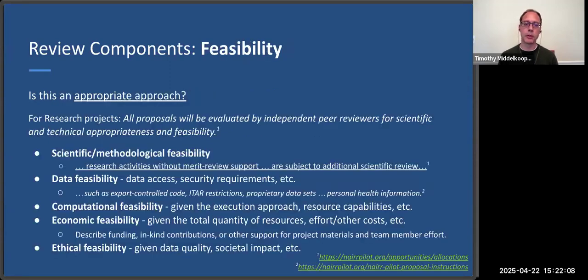Feasibility. Is this an appropriate approach? Demonstrate the scientific and methodological feasibility. What methods are you using? Do you have some initial results? What other similar work is there?